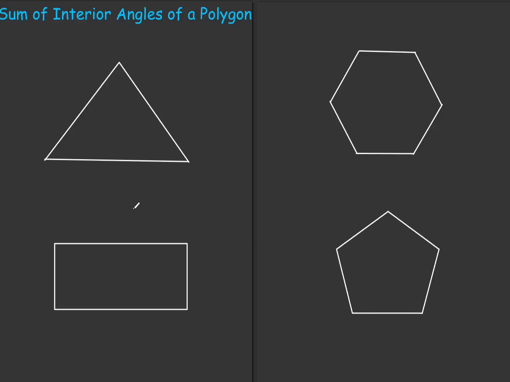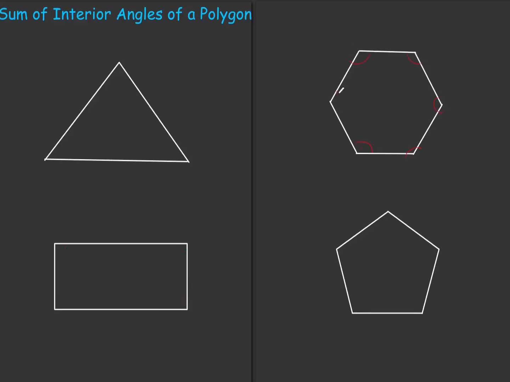As you can see on your screen, I've drawn some polygons. A three-sided polygon is a triangle. So these are the interior angles, that is, the angles inside. Then if you take this rectangle here, these are its angles as well. So the angles inside are what we call the interior angles.